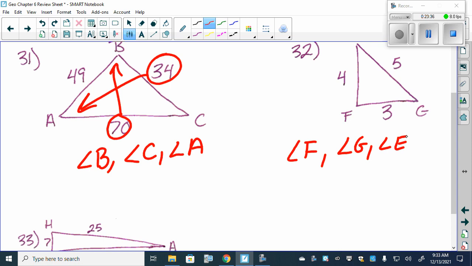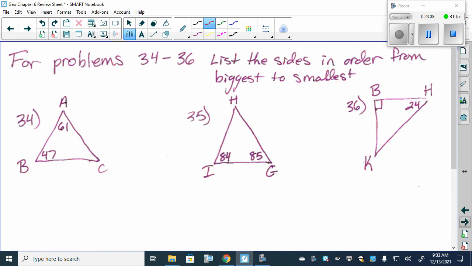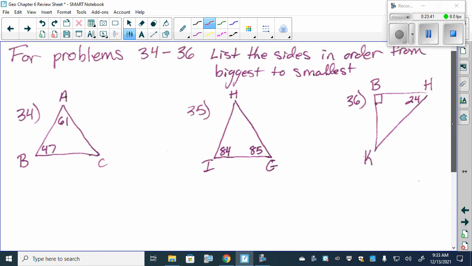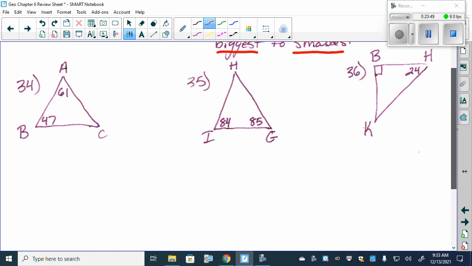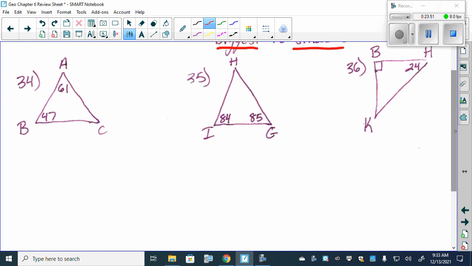Any questions on this here? Okay, now it's the ones that y'all were trying to do a minute ago. List them from biggest to smallest, and this time we're talking about the sides. Well, all three of these here, do we have all three angles? We have to find it.